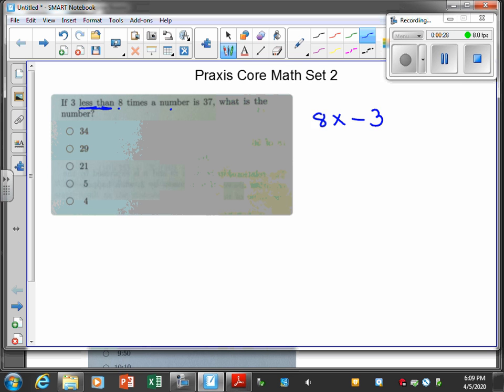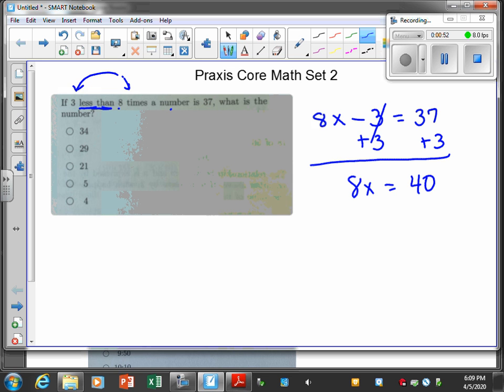So when you write that, remember less than is a turnaround word and it means this needs to come before this. So 8x minus 3 is equal to 37, and we're solving for x. So the first thing we want to do is add 3 to both sides, and you're going to get 8x is equal to 40. If they multiply by 8 to get x, then we're going to do the inverse of that. It means divide both sides by 8. So x is equal to 5.